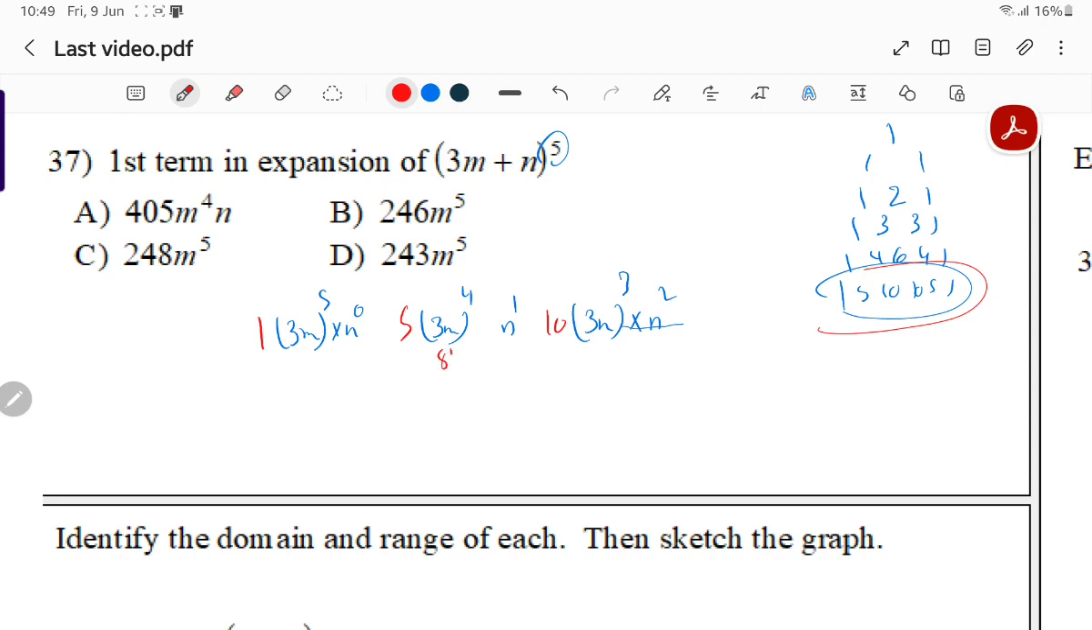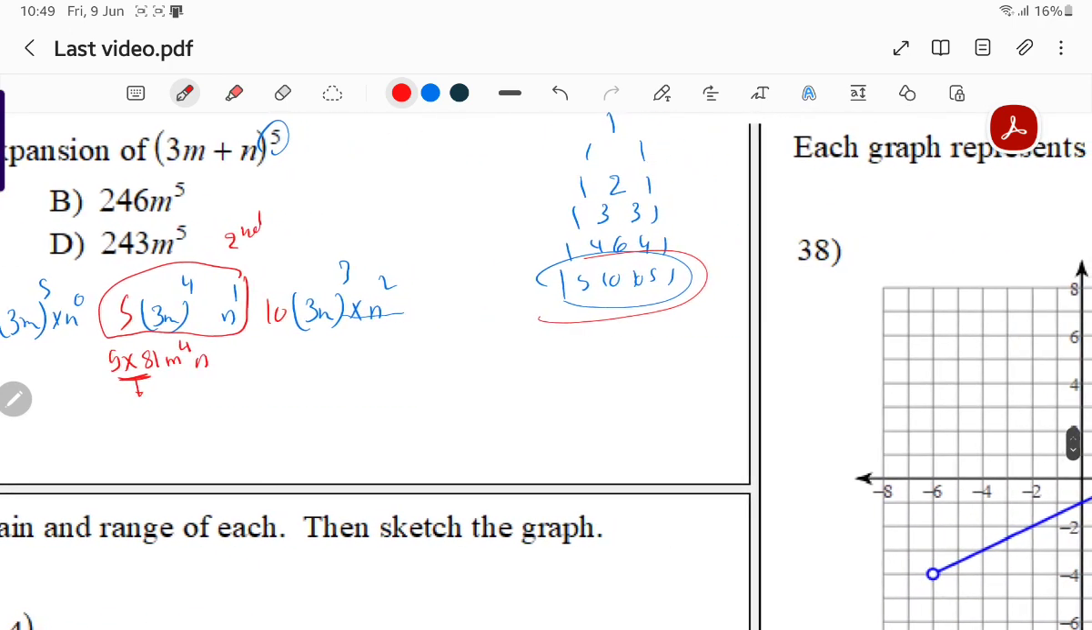3 power 5 is 243. Don't forget to multiply. For example, if he asked you about the second term, this is 5 multiplied by 3 power 5, which is 243, and this is m power 4, and this is n. This is the second term. You will not leave 5 times 243. You have to multiply them, 1215, for example. So this is the second term. And you have to go on, complete and find any other terms if he asked you.